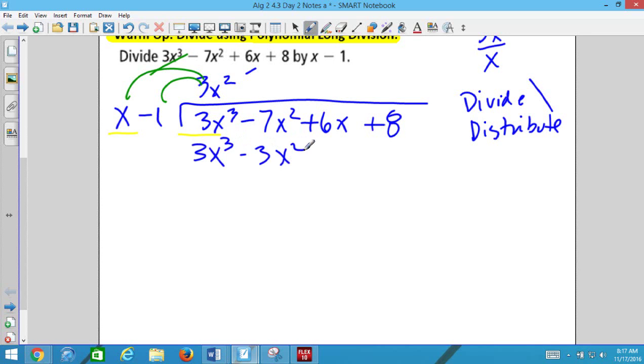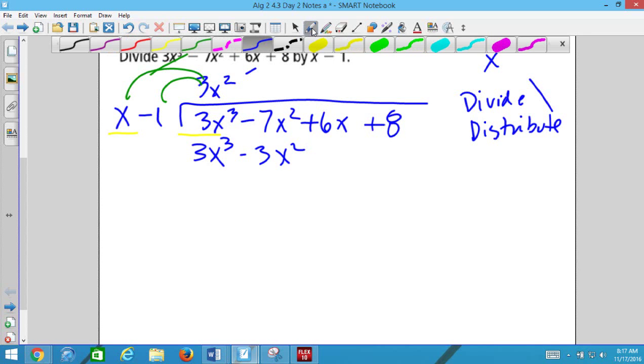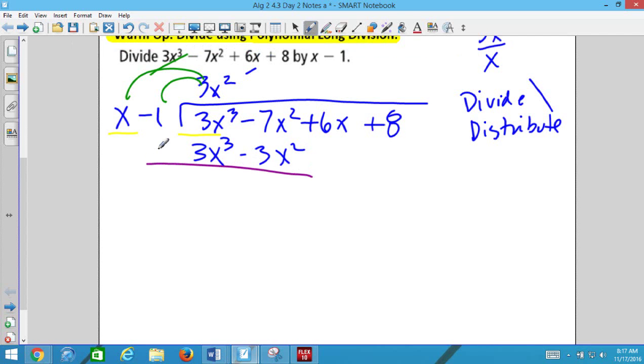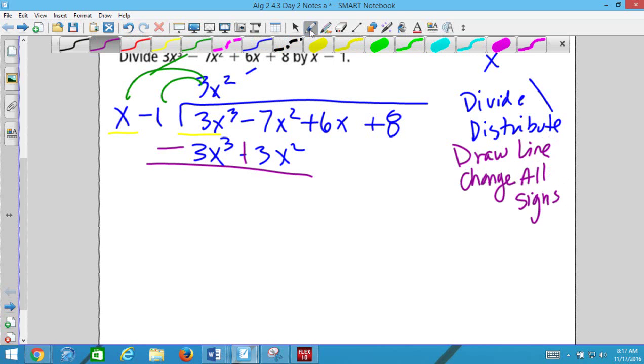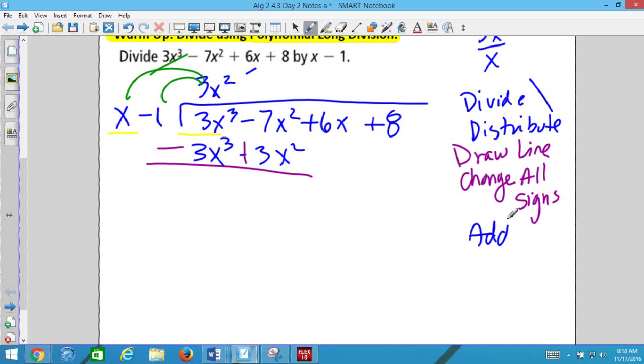What do we do next? Draw the line, change all the signs. And then what do we do after we draw the line, change the signs? We add, right? So we add them up and we get negative 4x squared.